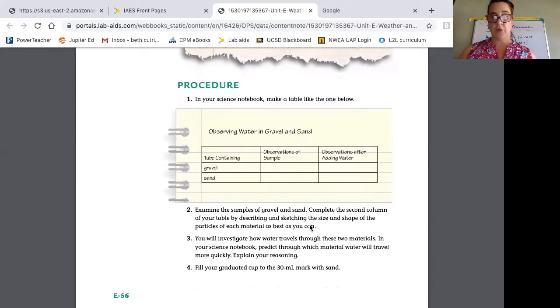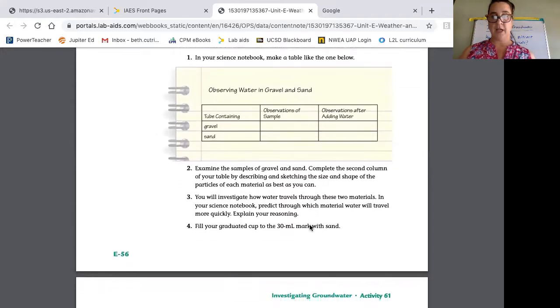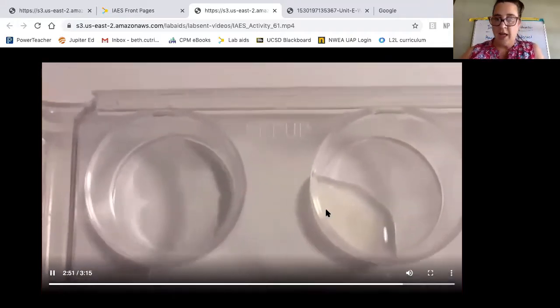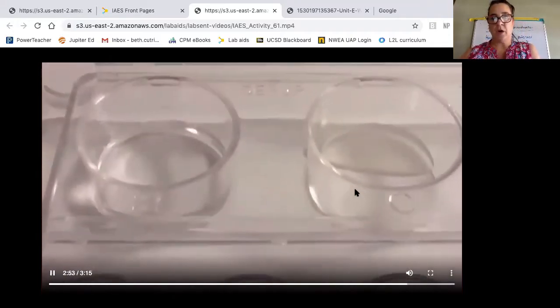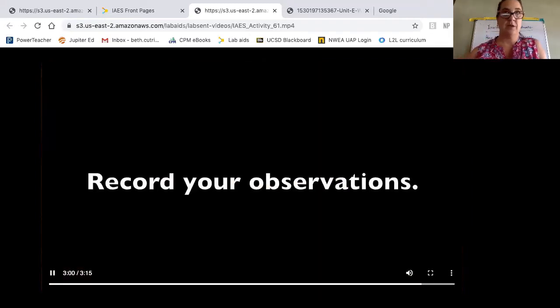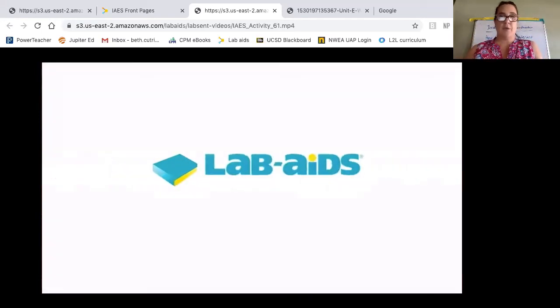We're going to fill that in and investigate how water travels, predict through which material it will travel more quickly, explain your reasoning. It's not very easy to see. And there's a little bit more dusty colored water in this one. This was the sand one. No. Yes. So, and the amount of water. Did you notice the one on the left had a lot more water than the one on the right?